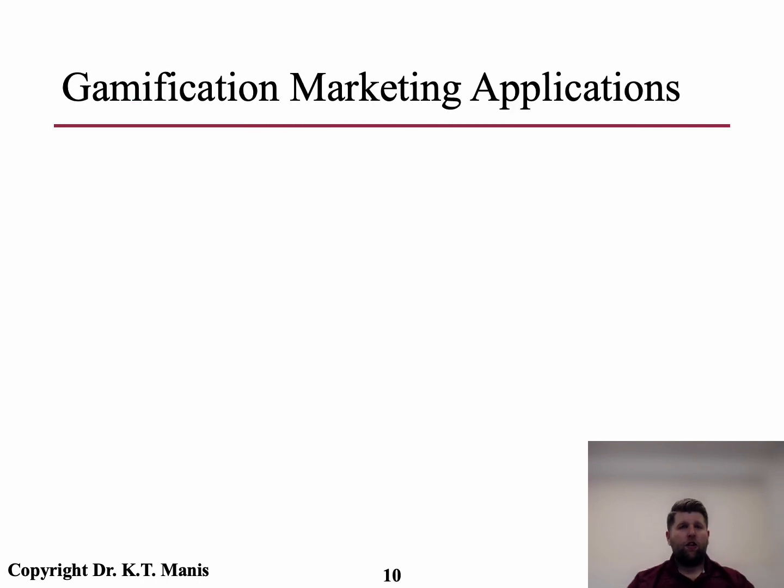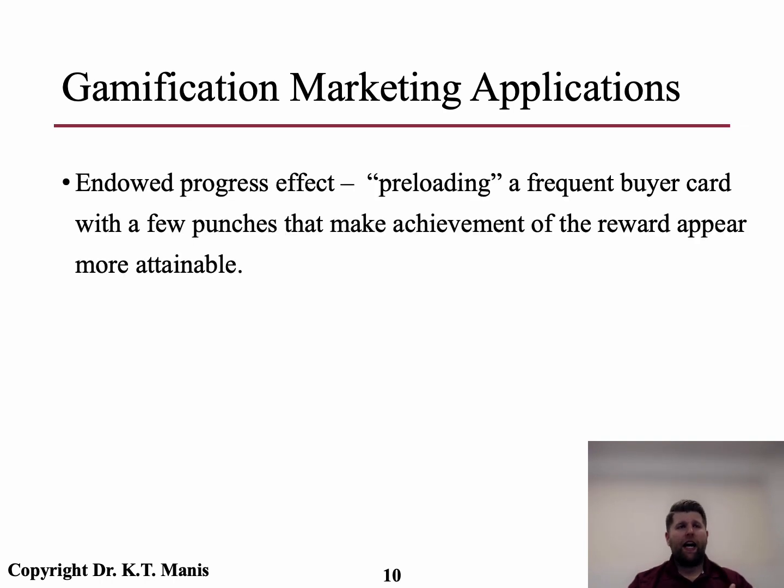So all of those elements are present that marketers are considering whenever they offer a gamification aspect to encourage operant conditioning. So the idea with gamification is that there's an endowed progress effect, and that is you preload a buyer card with a few punches that make the achievement of the reward appear more attainable. So you give, this would be an example of a badge or a status just for your first time checking in or just for downloading the app, for example.